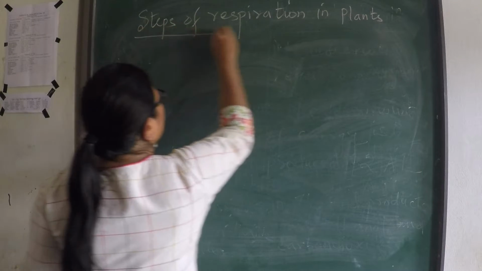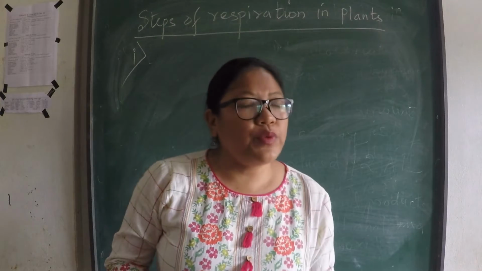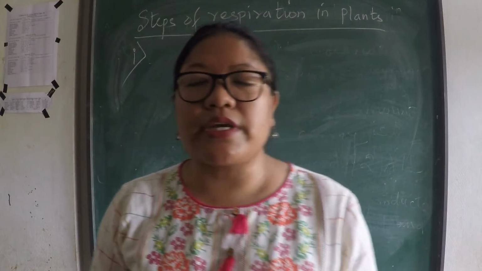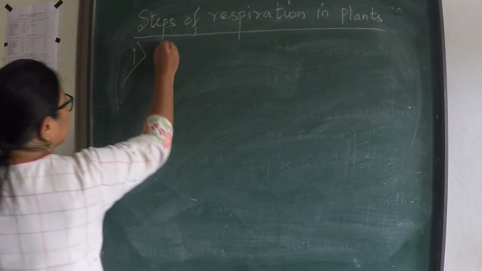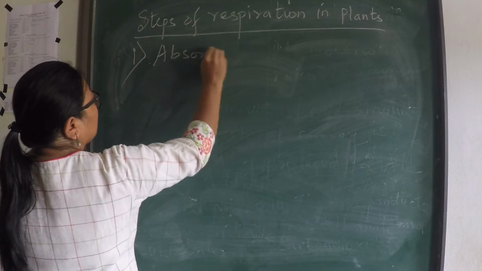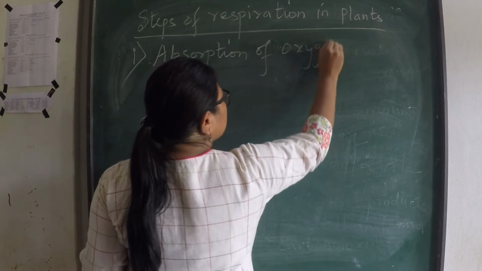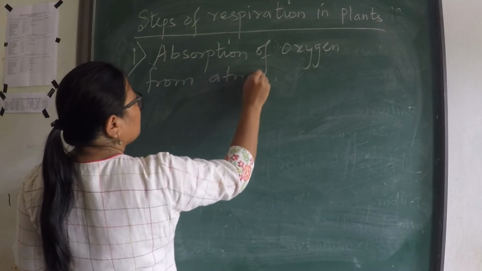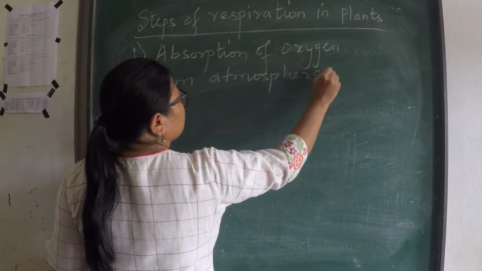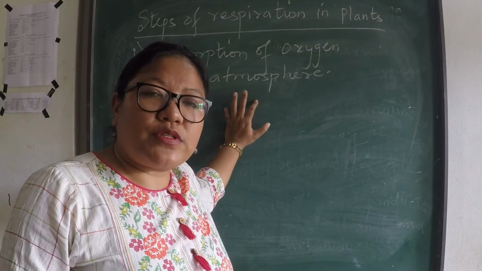Okay. So obviously we will be mostly talking about aerobic respiration here. So the first thing that is required is the absorption of oxygen from the atmosphere. That means without oxygen, respiration cannot take place. So first thing that plants have to do is absorb oxygen from atmosphere. This is the first step that the plants undergo in the process of respiration.